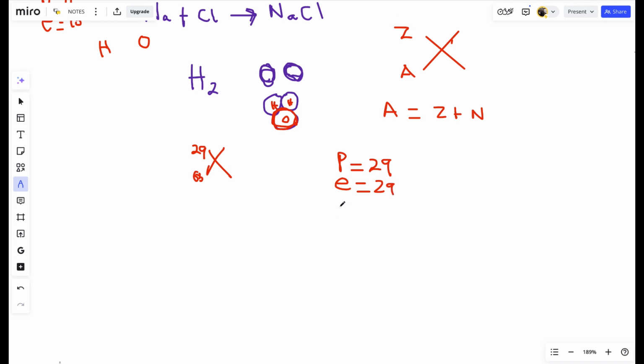Now the number of neutrons is the mass number, which is A, minus the atomic number, which is Z. Mass number or nucleon number minus the atomic number or number of protons. So this is 63 minus 29. What do we get? 34. So the number of neutrons is 34, your electron is 29, and proton is 29.